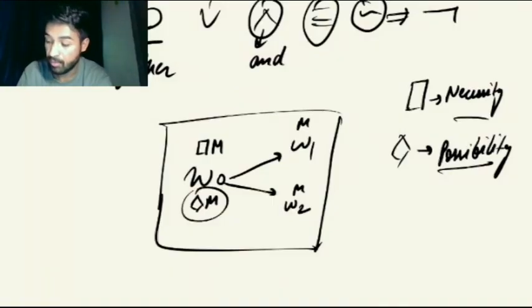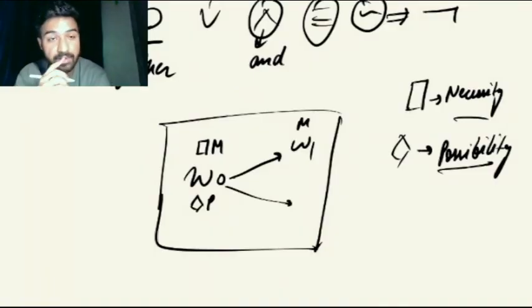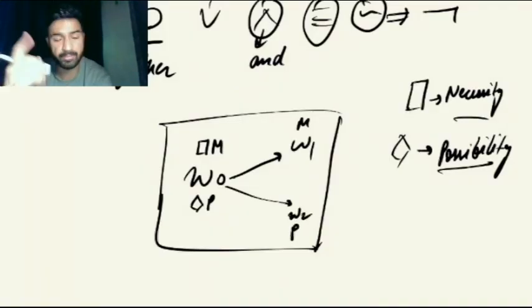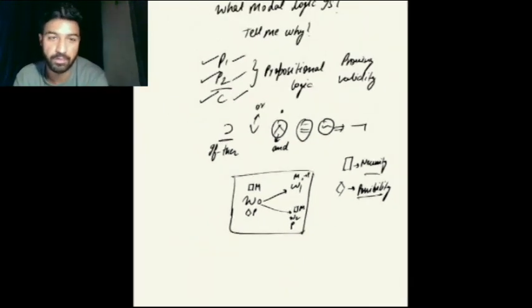Now diamond M might not be true here. Let me denote it as diamond P, that P is a good guy. Diamond, it's possible that P is a good guy. Then in a possibility it would be true, right? If I say diamond P, if diamond is possible somewhere, then it would be possible in another world, W2. But P might not be possible here, and I might write not P here. P might not be a good guy in possibility 1, right? But M would be true here also, because M is a necessary case. This is how we denote necessity and possibility in modal logic.